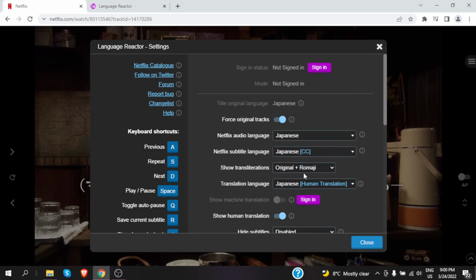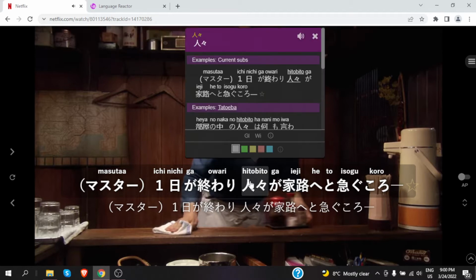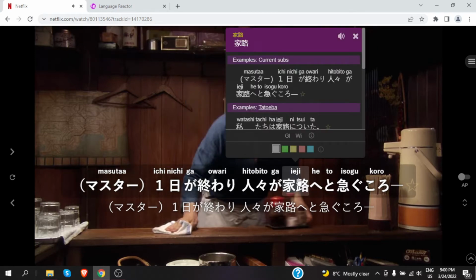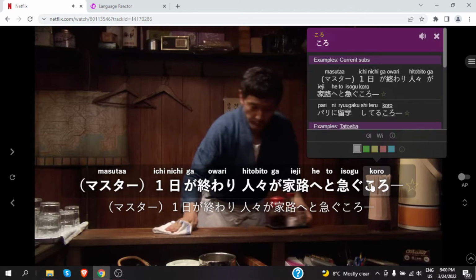So if you're hearing Japanese and you have the Japanese subtitles, and you're getting Japanese translations, they won't give you translations, but they'll give you synonyms in Japanese. So if you come to a word like this, click on it, 人々. In English they do that: you get synonyms up here in English. 家路, 急ぐ, I don't know if they... Okay, so it doesn't work for Japanese.